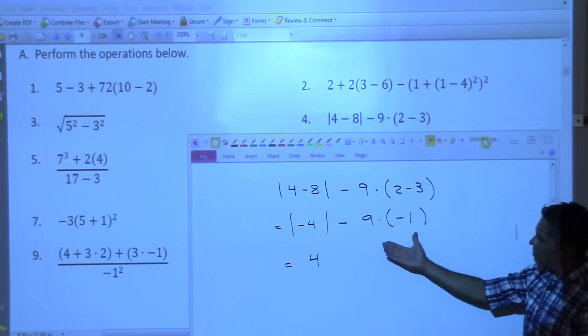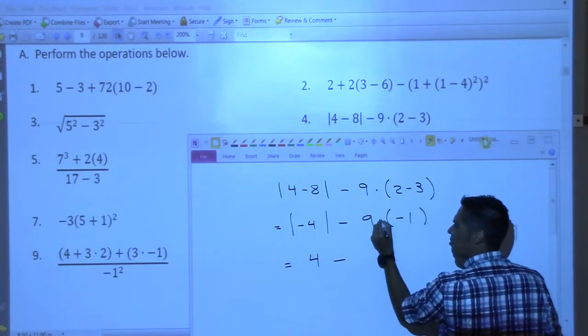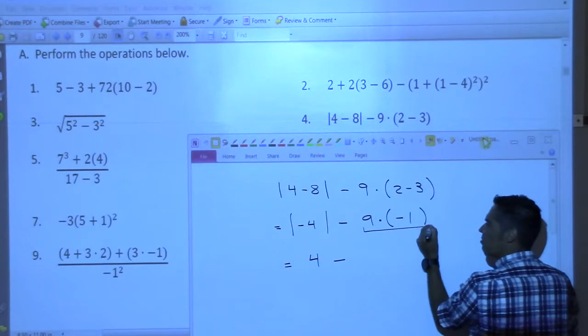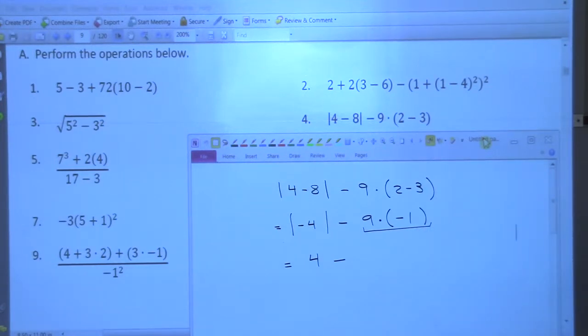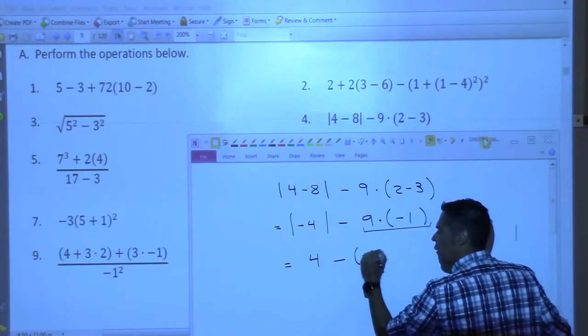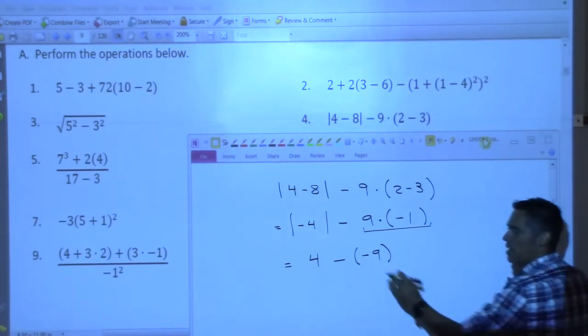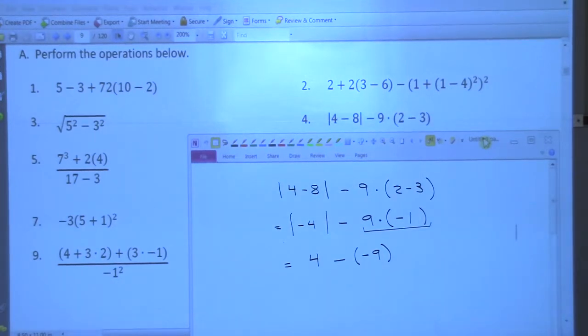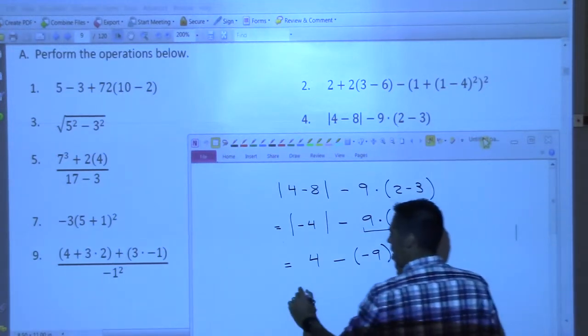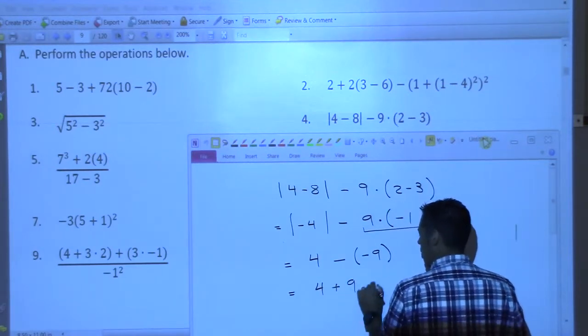And what about this? This is kind of weird. We have minus, don't we? And we're supposed to do this multiplication. I'm supposed to multiply those two numbers. What's 9 times negative 1? Negative 9. And I'm subtracting, right? So it's minus minus 9. So it's minus negative 9. And when you see minus and minus next to one another, it switches to plus. So double negative becomes a positive. And then 4 plus 9 is 13.